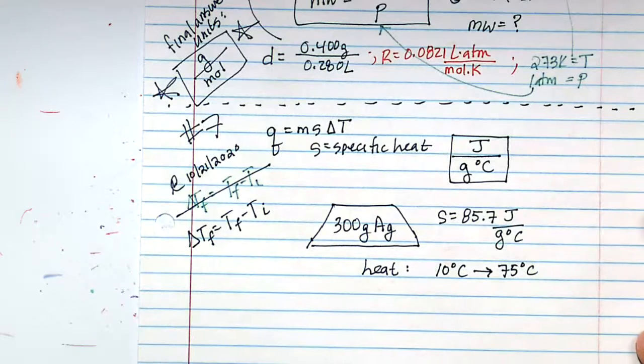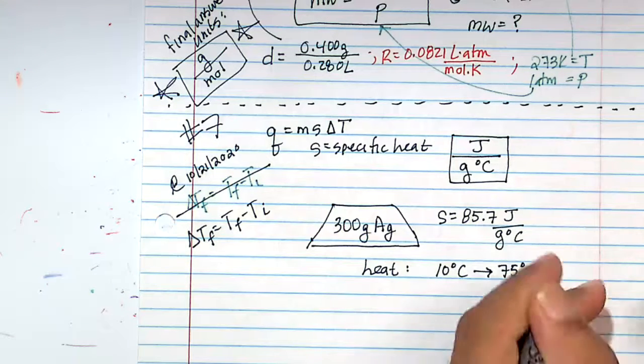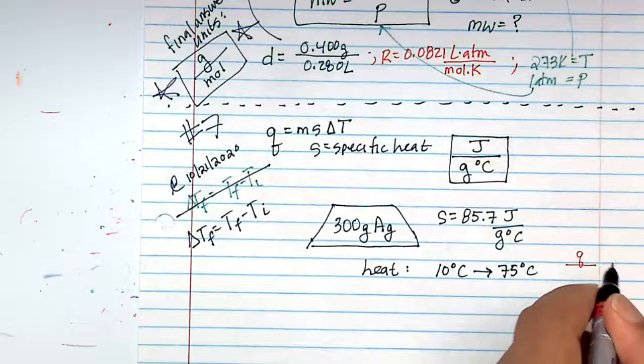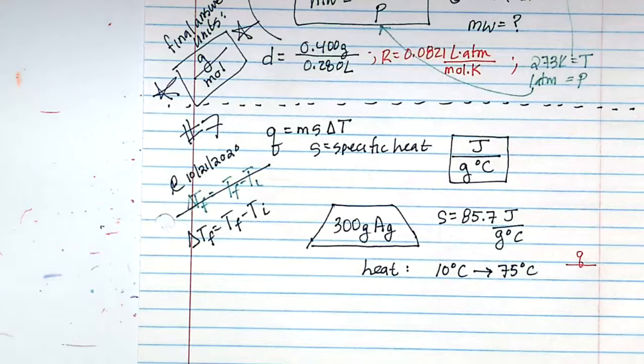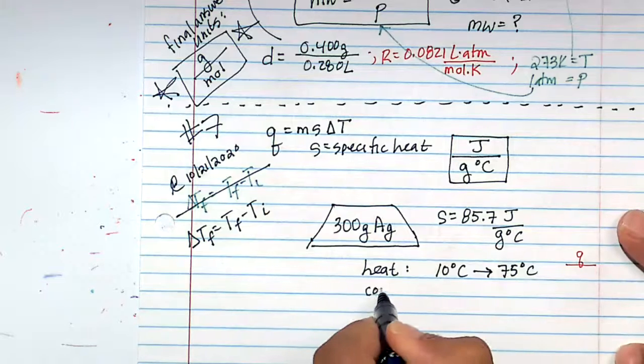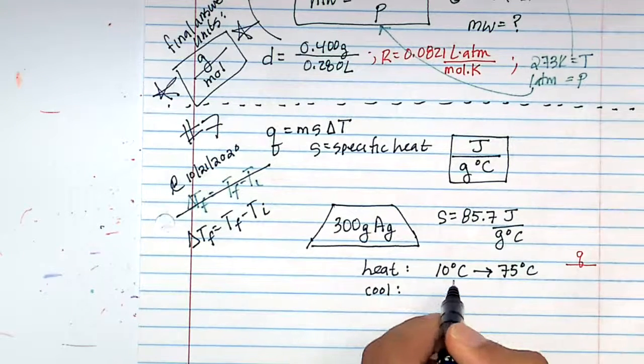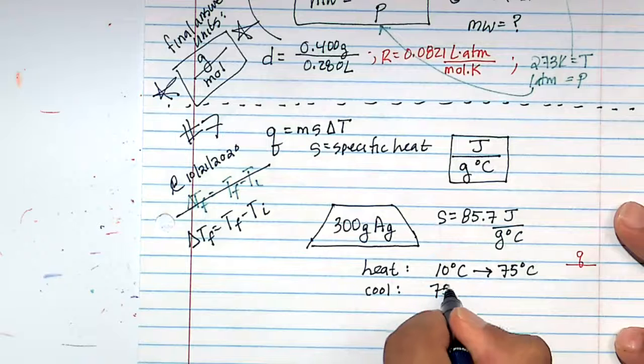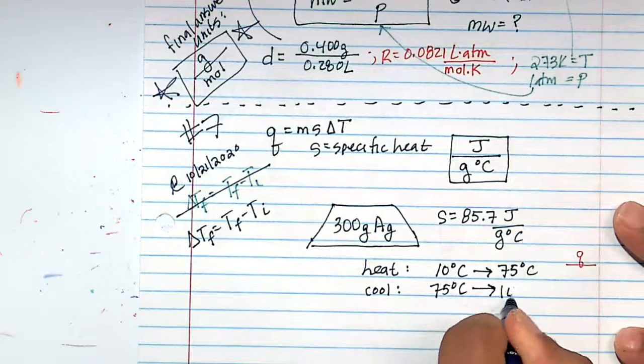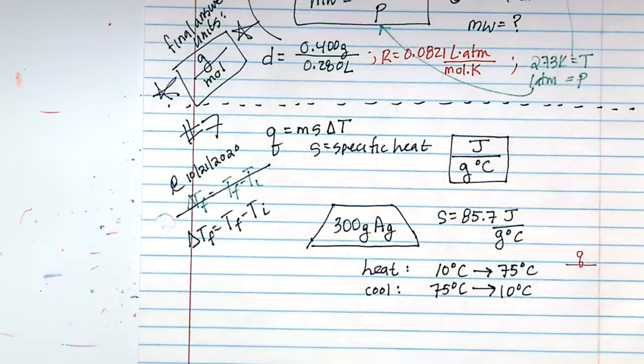Right. So here's a question I have to ask for you. What will be the sign of Q if you heat something? Positive or negative? Right. What happens if you cool it? Go the other direction, 75 degrees to 10 degrees C. Okay, what will be the sign for Q? It's going to be negative, right?